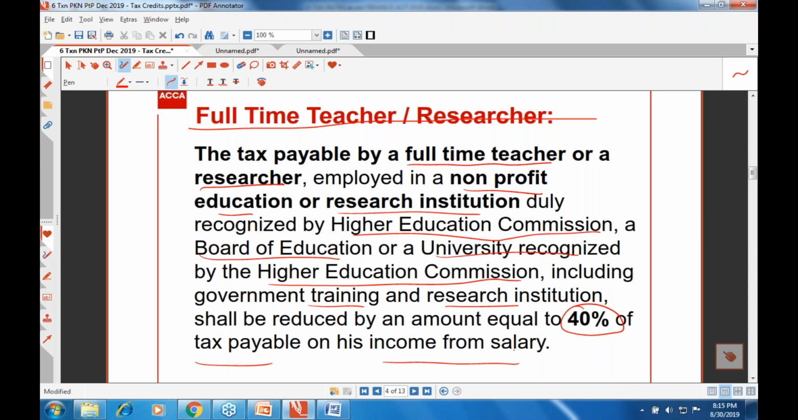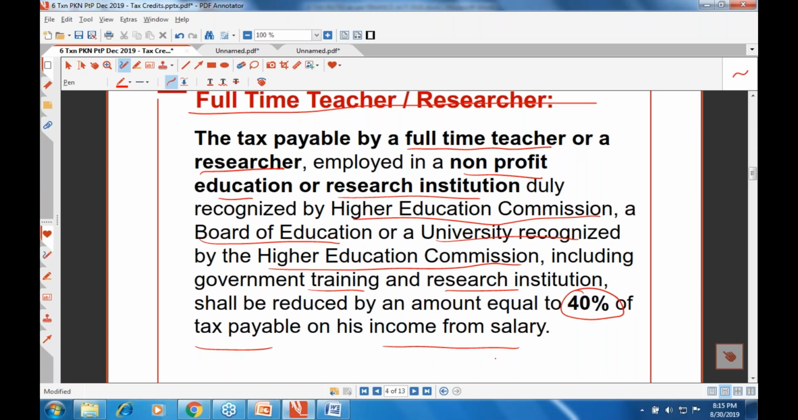So basically, if you are working as a full-time tutor or as a full-time researcher, with either a not-for-profit organization or a research institution which is authorized by the Higher Education Commission, or a school authorized by the Board of Education, then your salary tax is going to be reduced by 40%.